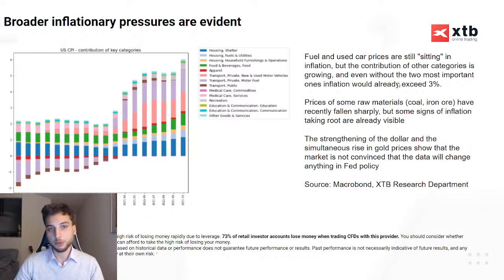So we actually saw a move from coal more into oil as well. The strengthening of the dollar and the simultaneous rise in gold prices show that the market is not convinced that the data will change anything in Fed policy. That was something that was keeping investors on edge: the likelihood of the Fed actually making a move at any point in time. It seems, though, that they have downplayed it enough that markets are starting to think the Fed will not react. They will set out a plan and then make minor adjustments rather than actually change based on some significant data.